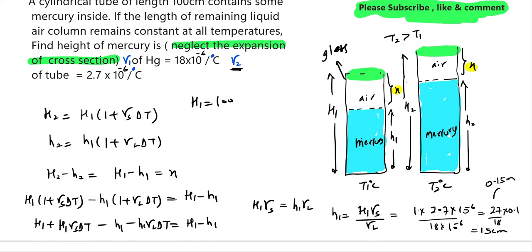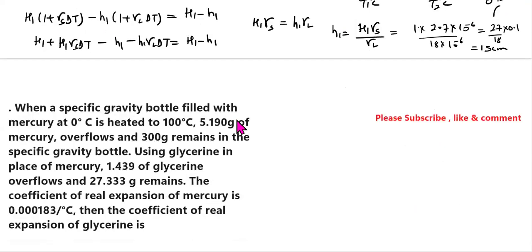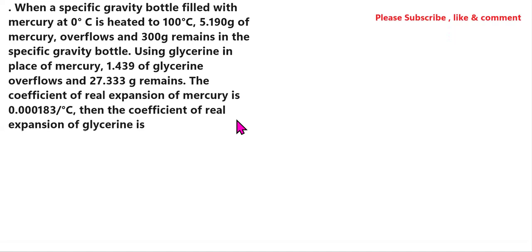Okay, kids, we'll take the next problem. Now we'll discuss the problems based on the thermal expansion of the liquids. Here, when a specific gravity bottle filled with mercury at 0 degrees Celsius is heated to 100, 5.190 gram of mercury overflows and 300 gram remains.